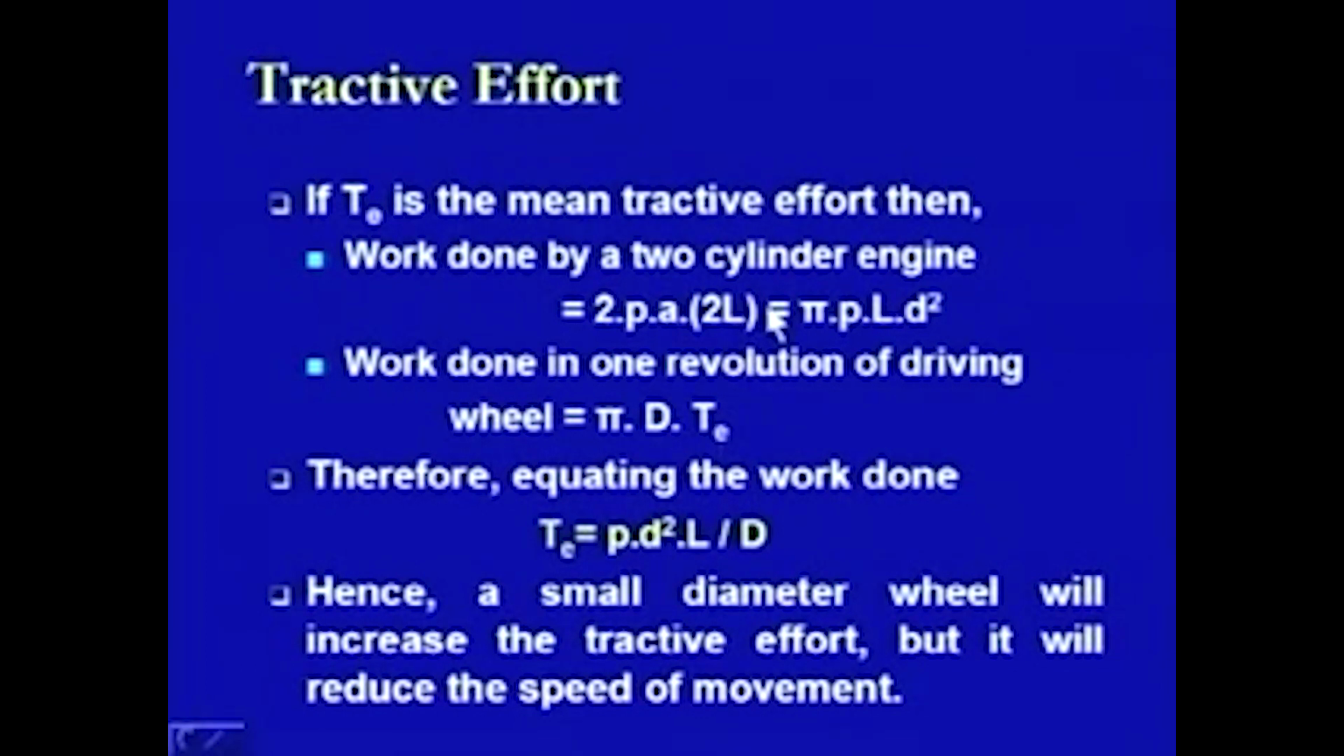So once we combine these two together and equate them, what we get is Te as P into D square into L divided by capital D, where capital D is the diameter of the wheel. What we found here is that if the diameter of the wheel is small, then we are going to have more tractive effort. But the problem here is that if the diameter is smaller, then it reduces the speed of the movement. Therefore, we have to look at this trade-off between the diameter versus the tractive effort, and accordingly the diameter of the wheels has to be decided.